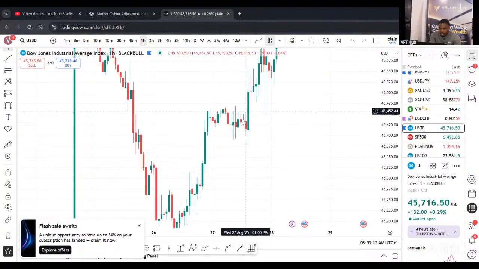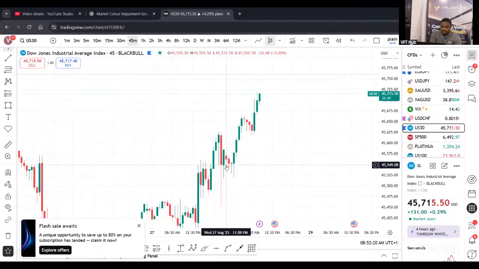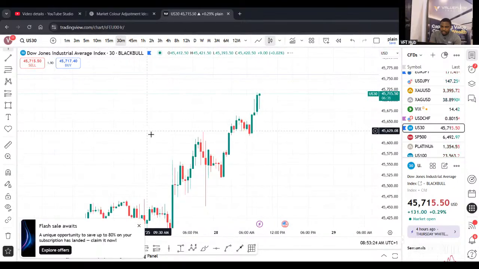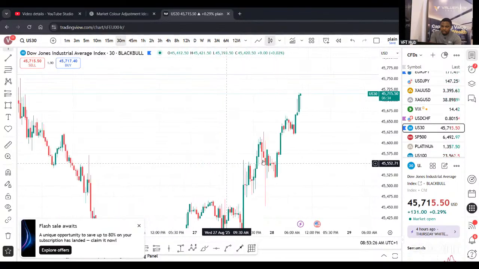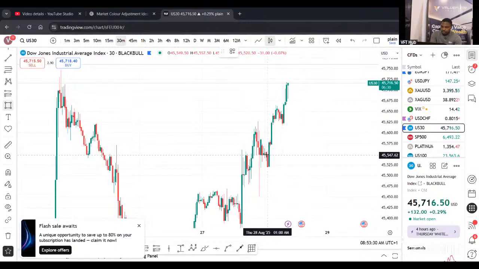Okay, this area, this other block has been mitigated. This has been mitigated. The only one left is this and this zone. For 5 minutes, this is still clear. This is still clear. 30 minutes. Okay. Almost like the same setup we had. All right. Let me mark it out.